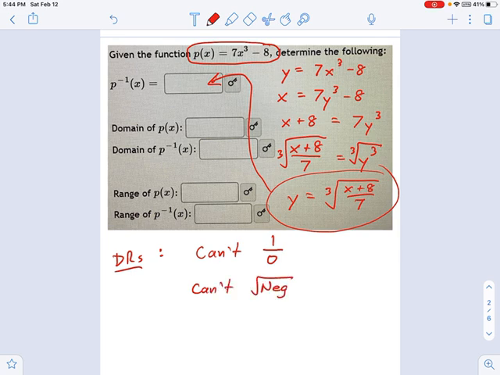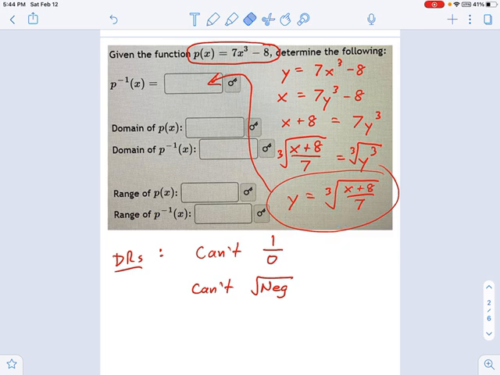So the question you should ask yourself is, do we have any opportunities to divide by 0 in this problem? There's no fraction with x on the bottom. I mean, there is a fraction. If you look over here, we've got a fraction right there. But it doesn't have x on the bottom, which means there's no way we can divide by 0.